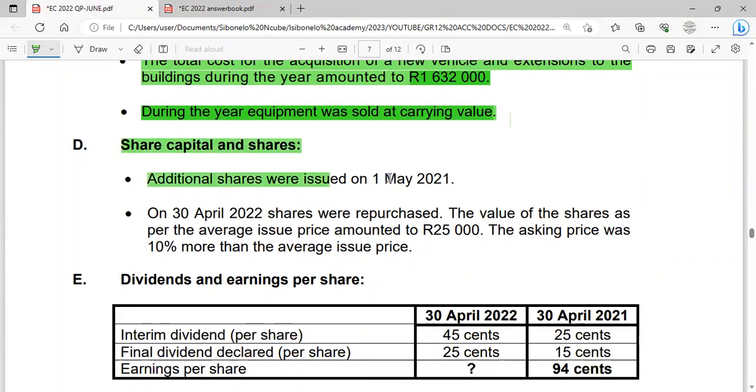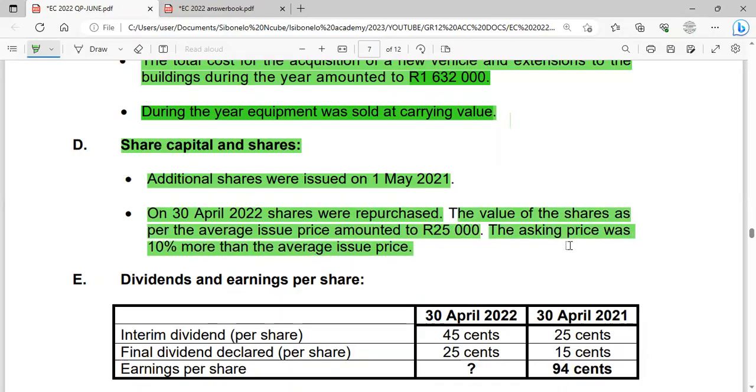Additional shares were issued on the 1st of May 2021. And on 30 April 2022, shares were repurchased. Okay, so 30 April is the repurchase date. The value of the shares as per the average issue price amounted to 25,000. The asking price was 10% more than the average price. So guys, the asking price is the repurchase price.